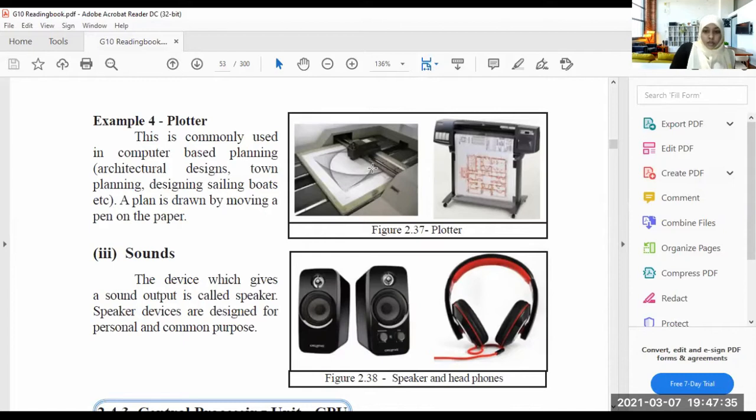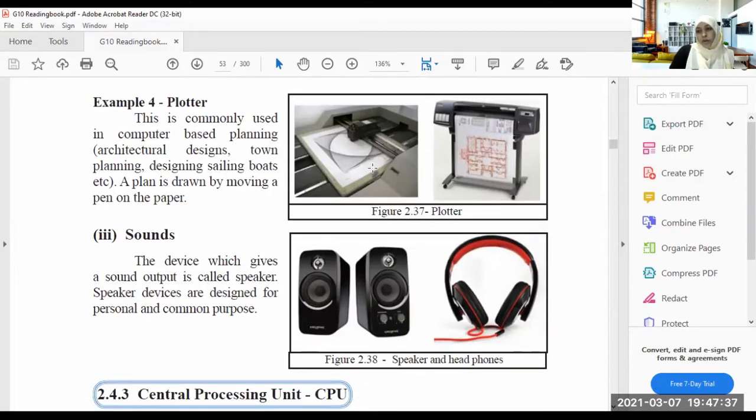Okay. Next one, sound. How does it produce the sound, or how does it output the sound? They use speakers and headphones to produce the sound from the computer. So sounds are not hard copy or soft copy, it is sound, you know. The device which gives a sound output is called a speaker. Speaker devices are designed for personal and common purposes, right?